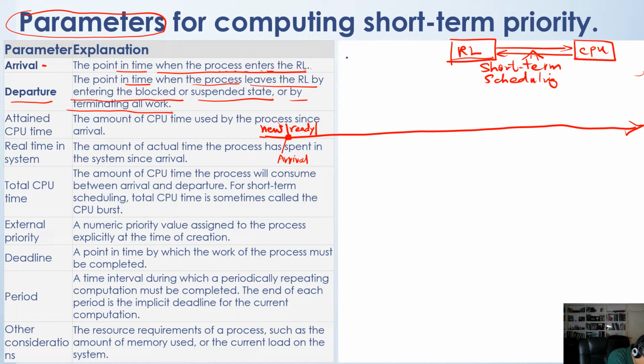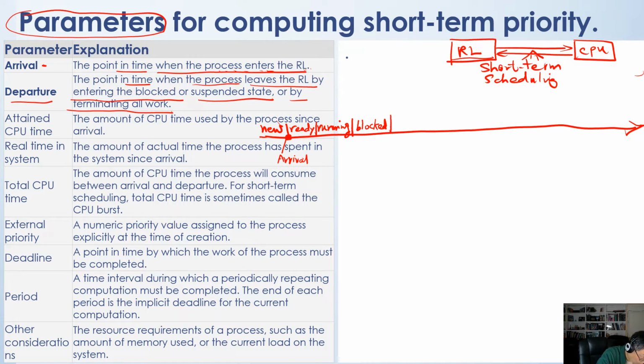Now, when the process is in the ready list and it gets a chance to run, it's determined by the short-term scheduling algorithm, which determines that it's time for this process to run. Now the process is going to be in the running state.